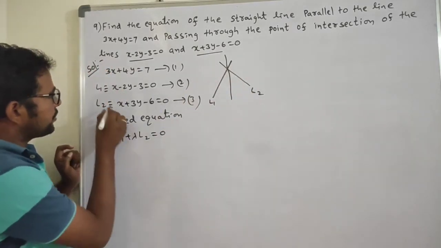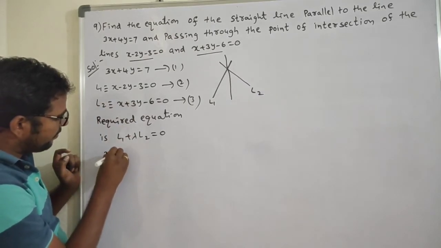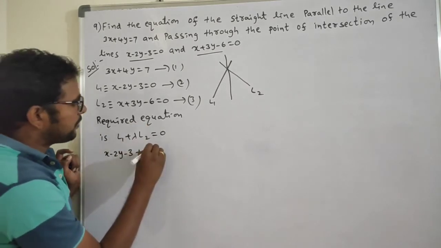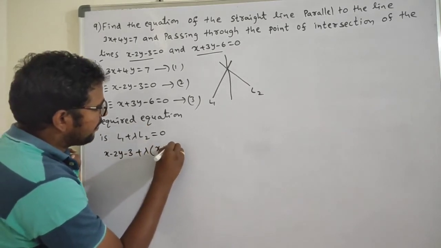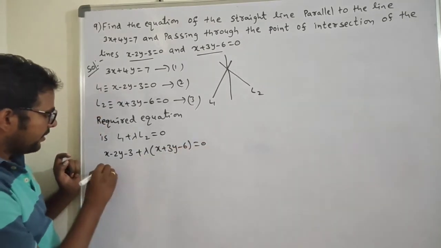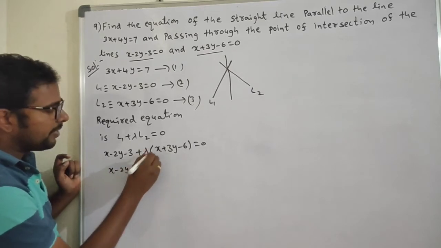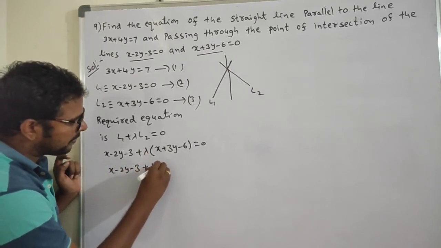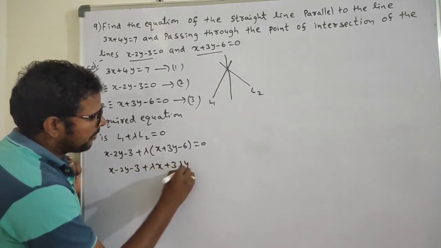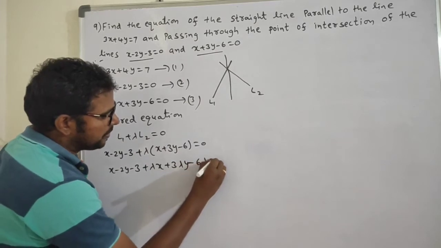Now substitute values. L1 value is x minus 2y minus 3, plus lambda times the L2 value, x plus 3y minus 6, equals 0. So multiply with lambda: x minus 2y minus 3, plus lambda x, plus 3 lambda y, plus minus into minus, minus 6 lambda, equals 0.